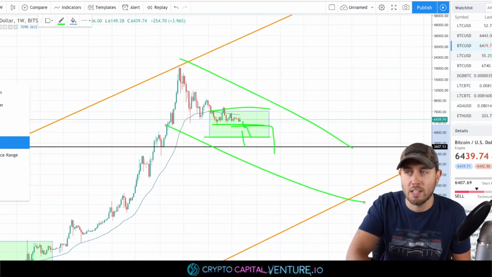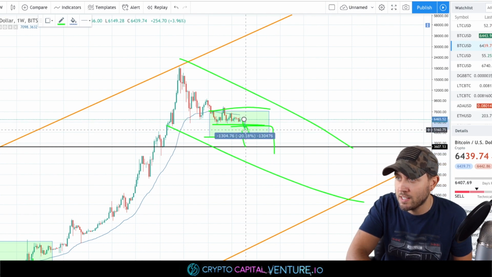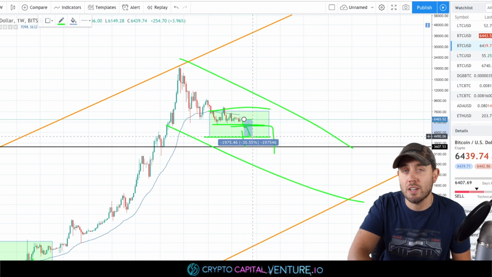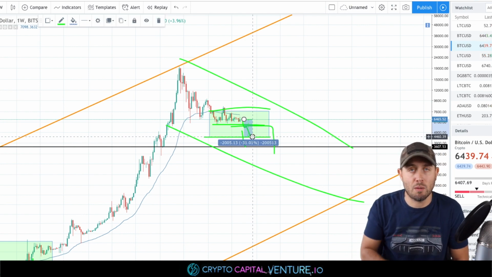Just want to throw this out there that we could still have some pretty deep downside if we're just focusing on this Fibonacci. So right now we're at like $6,400. That 786 on Fibonacci is still around 31% away. So there could be some more downside.